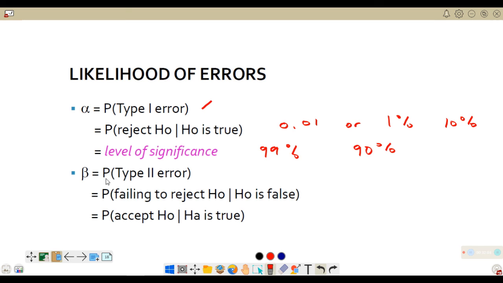As I've said earlier, si beta, hindi natin siyang usually pinapansin. So, beta is the type 2 error. Beta is failing to reject H0 when H0 is false. And beta is the probability of accepting H0 when HA is true. So, wala siyang measure dito. Unlike si alpha. Sa mga tables pati, sa mga table ng statistics, ang madalas yung makikita ay si alpha.